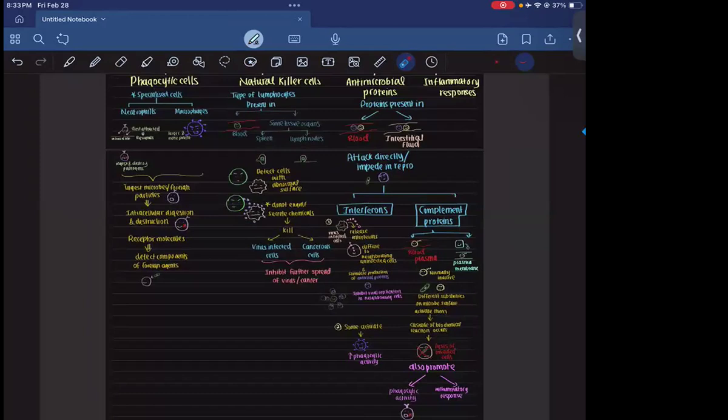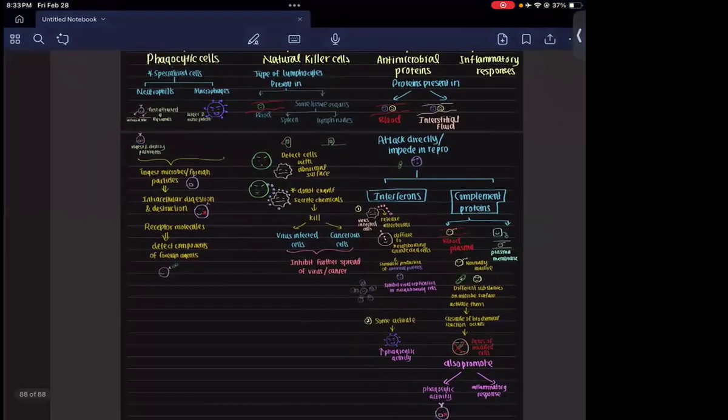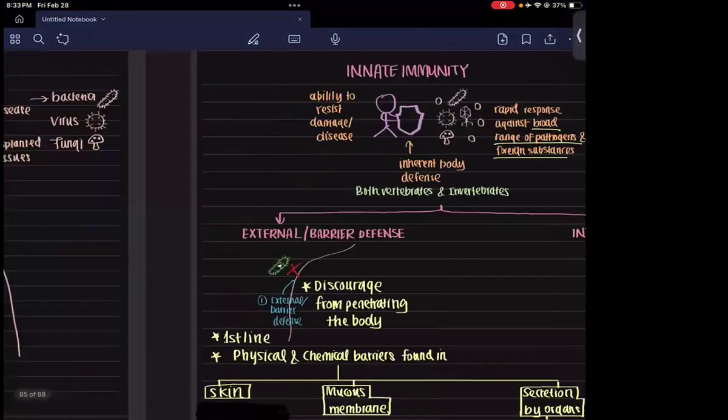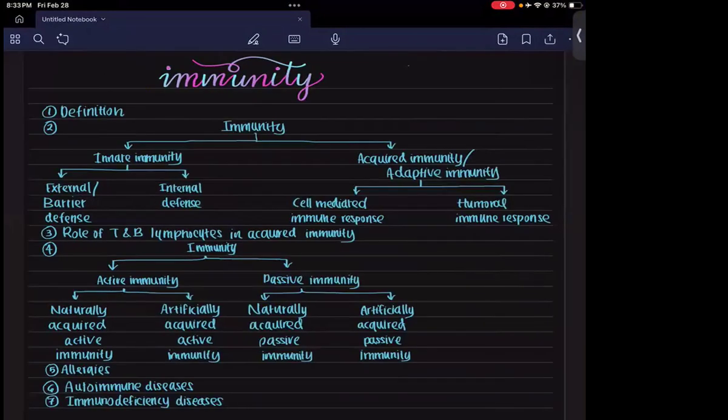So this is up to antimicrobial proteins. I'm just rewinding. We started off with the lesson, and I told you this is the entire basic idea of the lesson. We have completed the definition. We have completed the external barrier defense completely, and internal barrier defense we have completed up to antimicrobial protein.